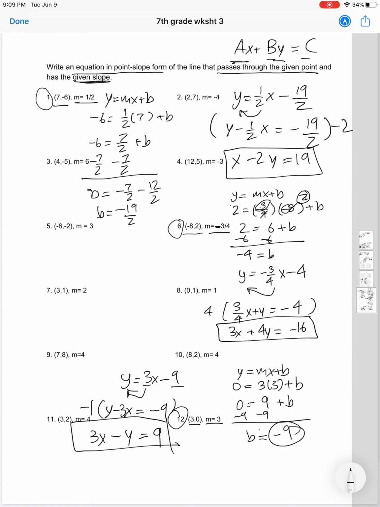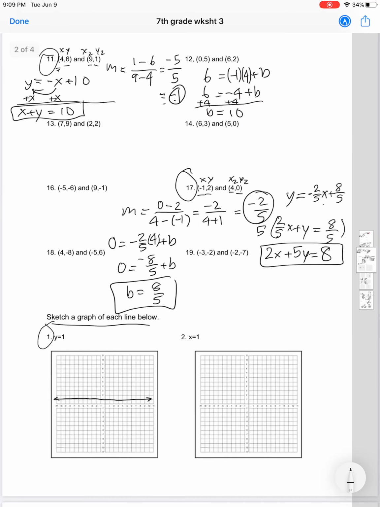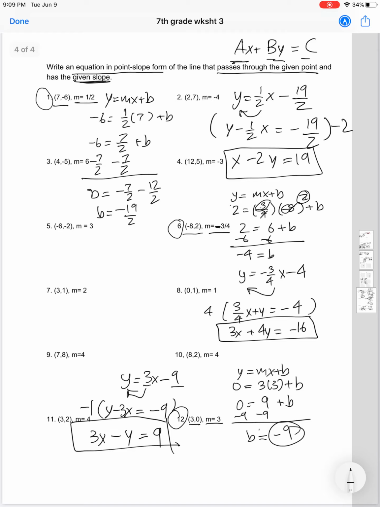So that's basically the gist of this 7th grade worksheet. I hope these examples help you understand how to solve the other problems and give you a basic understanding of point-slope form. Okay, bye.